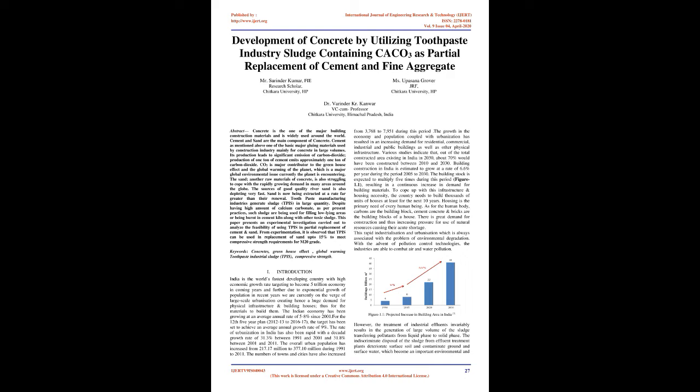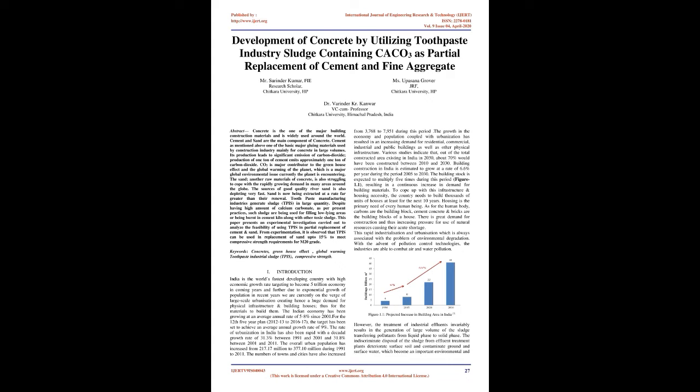This paper presents an experimental investigation carried out to analyze the feasibility of using TPIS in partial replacement of cement and sand. From experimentation, it is observed that TPIS can be used in replacement of sand up to 15% to meet compressive strength requirements for M20 grade. Keywords: concrete, greenhouse effect, global warming, toothpaste, industrial sludge, TPIS, compressive strength.